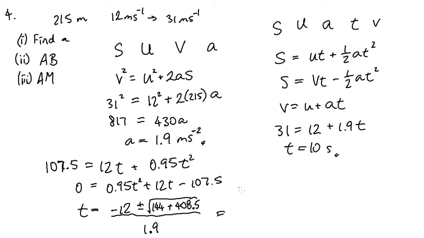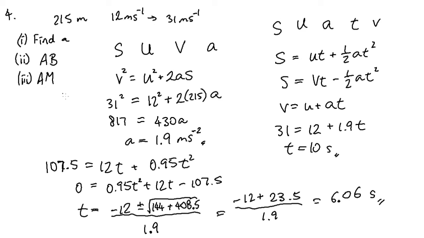So 408.5 plus 144 and square root, that gives me something to the degree of 23.5. Minus 12 plus that, divided by 1.9, that would be our time, and that is the equivalent of 6.055 seconds. And so that is part 3 done.